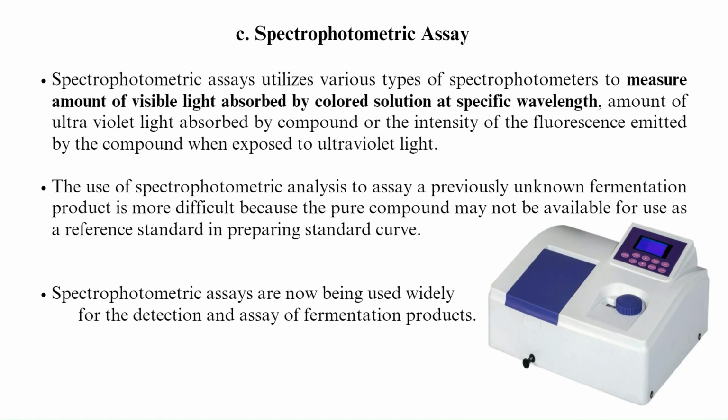Spectrophotometric assay. Spectrophotometric assays utilize various types of spectrophotometers to measure the amount of visible light absorbed by a colored solution at a specific wavelength, the amount of ultraviolet light absorbed by a compound, or the intensity of the fluorescence emitted by the compound when exposed to ultraviolet light. The use of spectrophotometric analysis to assay a previously unknown fermentation product is more difficult because the pure compound may not be available for use as a reference standard in preparing a standard curve. Spectrophotometric assays are now being used widely for the detection and assay of fermentation products.